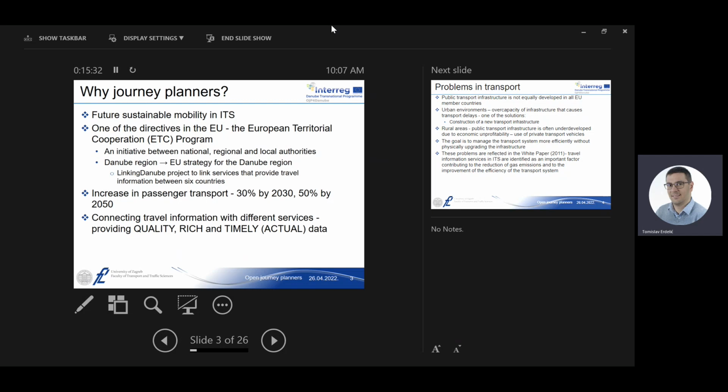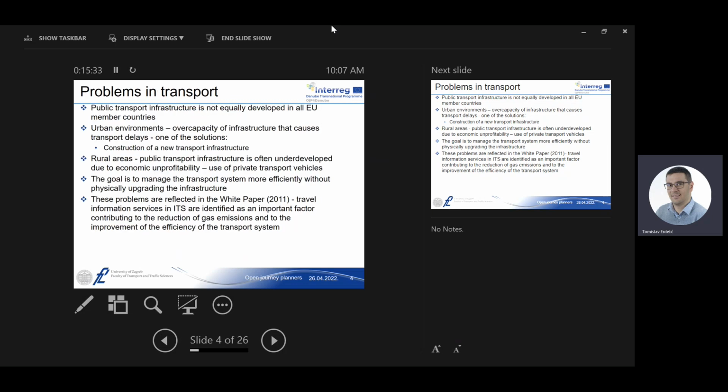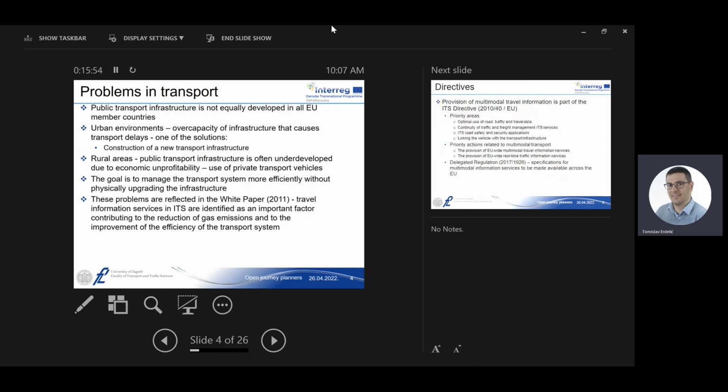The other problems in transport are, the first one is that the public transport infrastructure is not equally developed in all EU member countries. This is an obvious thing, that in the Western countries of the European Union the infrastructure is more developed. Okay. Then the other problem is the urban environments. So in larger cities, congestions occur. I don't know how it is in Bucharest. Because Bucharest is, I think, much larger than Zagreb.